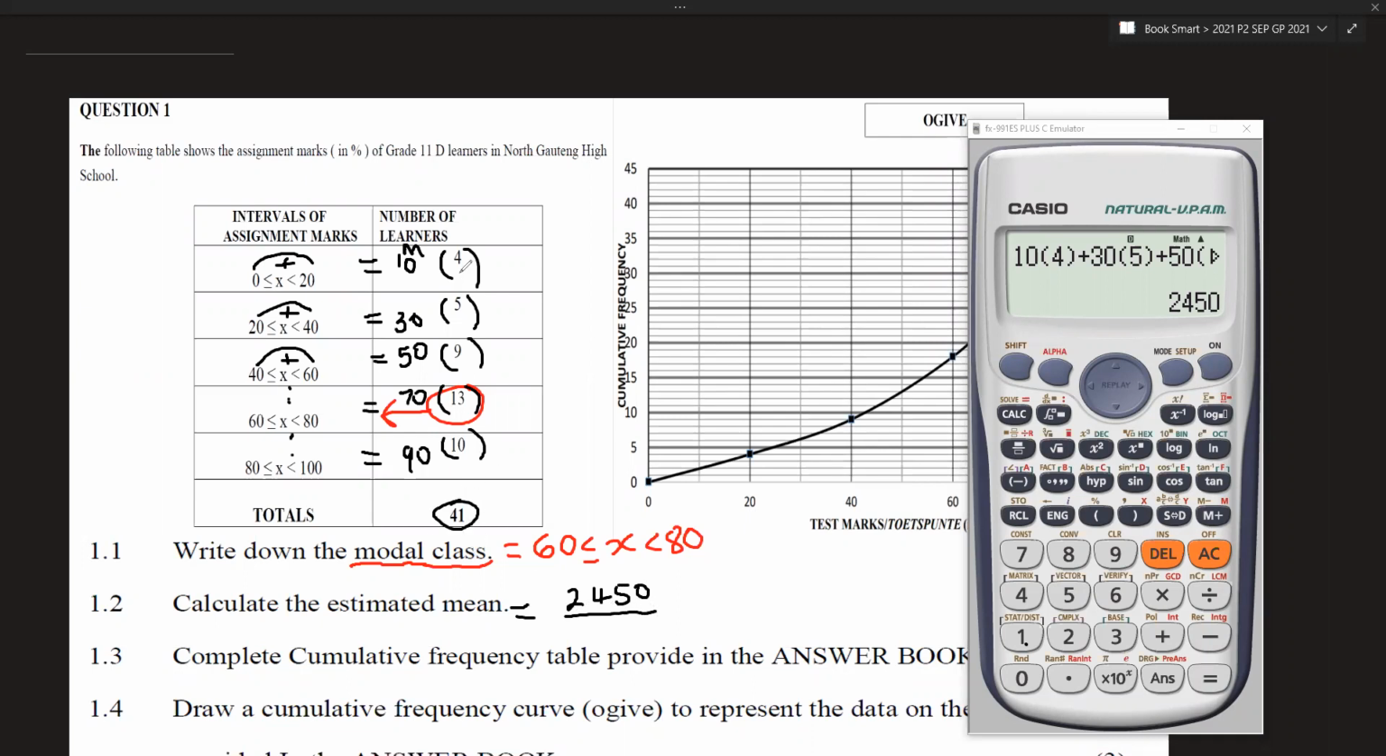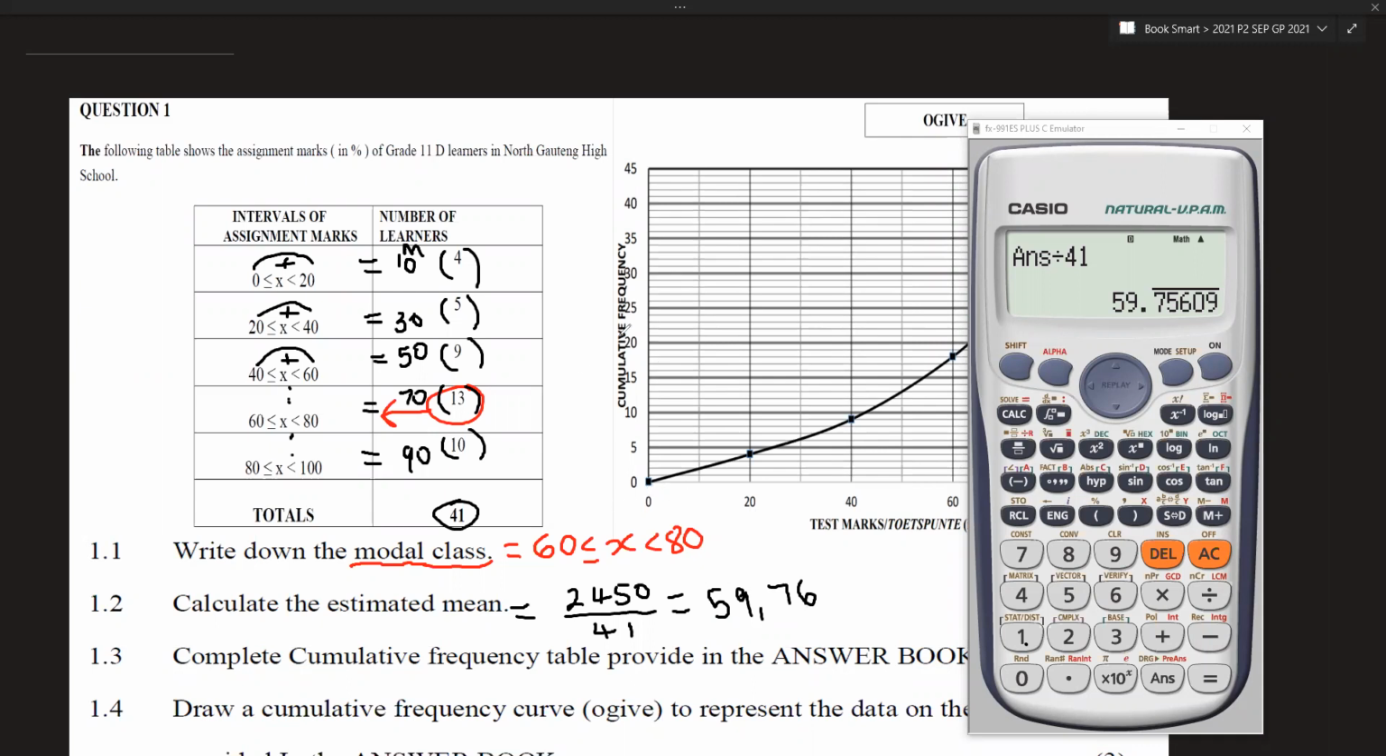So you add all these numbers together if they're not added for you already. Then you divide that by the total frequency, and that should be your estimated mean. So we divide that answer by 41, which gives us the estimated mean of 59.76. That is the first way of doing it. I'll show you another way just now.